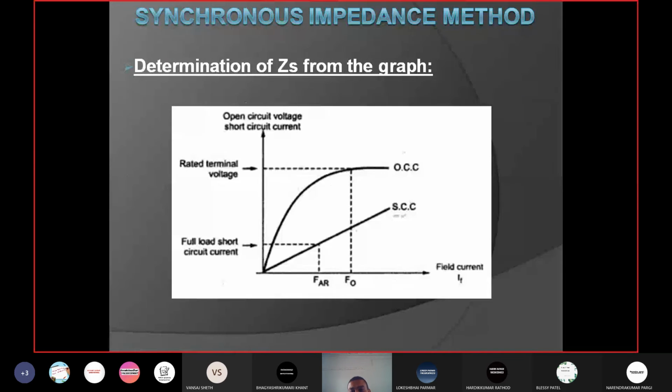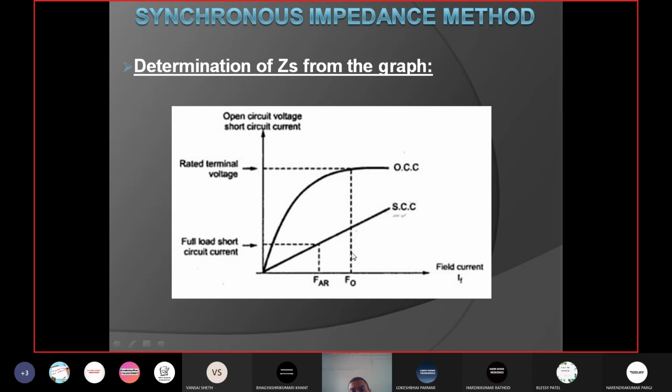We have to take the rated field current. Suppose this point is the rated field current. Draw one line parallel to the y axis from this rated field current, which cuts the open circuit characteristics at one point. From this point, draw one line parallel to the x axis, which cuts the y axis at one point, which gives the rated terminal voltage, that is the VOC rated.